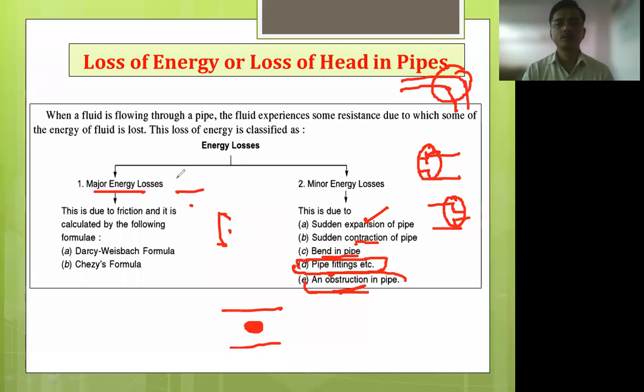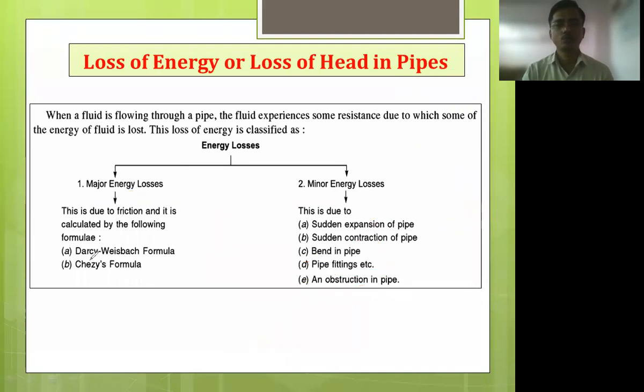Major loss, to find out the major loss, we have different formulas. Out of that, two formulas are more famous. One is called the Darcy-Weisbach equation, and second one is the Chezy's equation or Chezy's formula. Out of these two formulas, this one is used for pipe flow, and this generally is used for open channel flow also, as well as pipe flow.